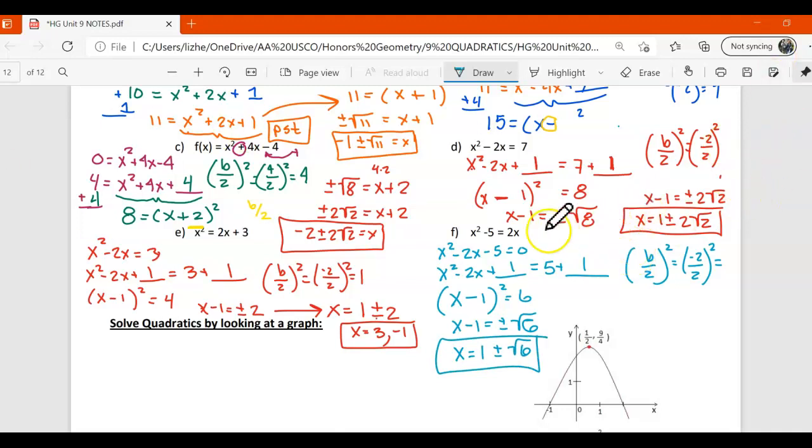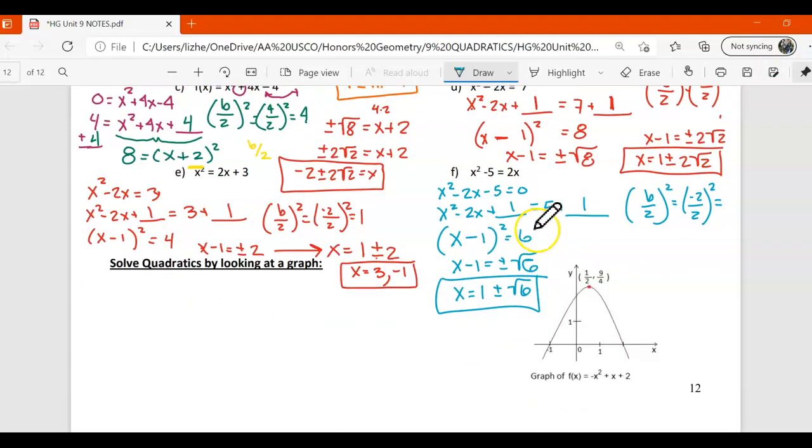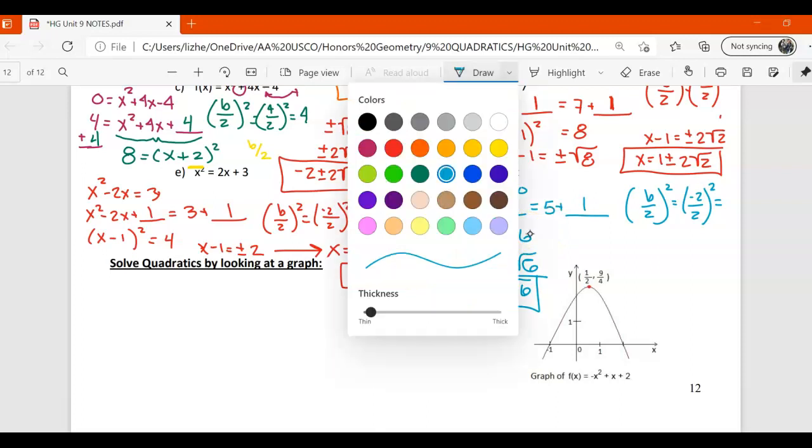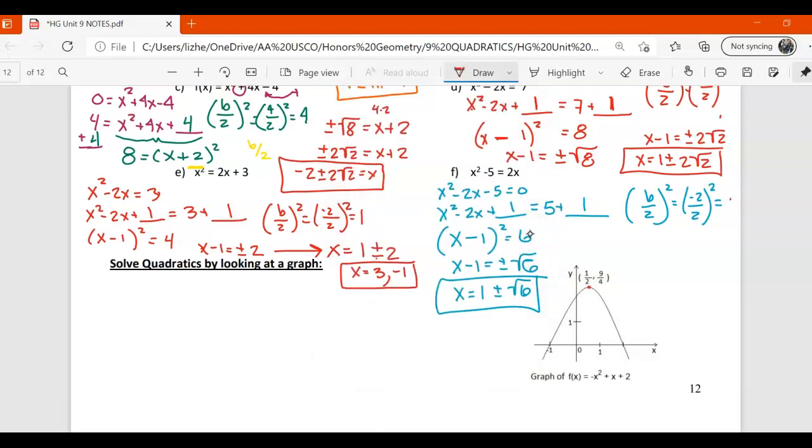And you're going to work on that in your homework tonight. Okay, last way to solve a quadratic. This is the best way. You're going to love this. Okay, so you look at a graph. So here you go. Here's your example. What is the solution to this quadratic? This is the graph of the quadratic right there, that parabola.